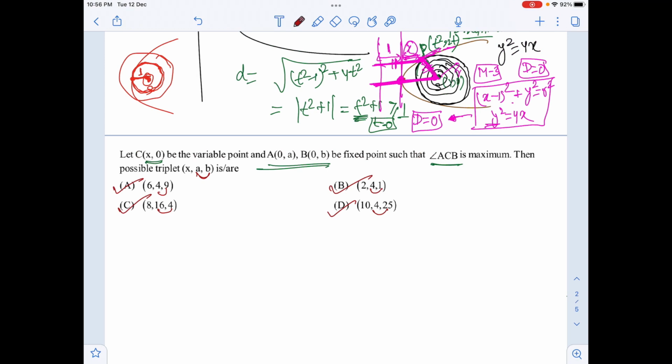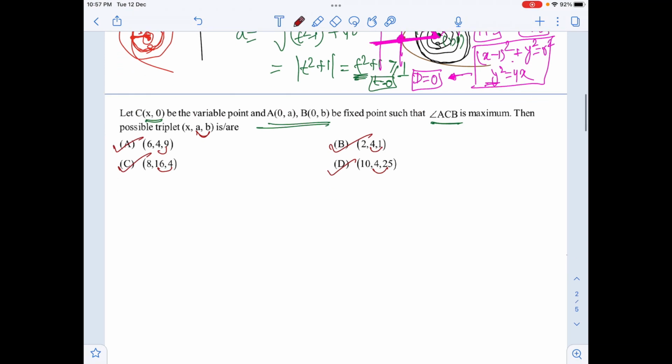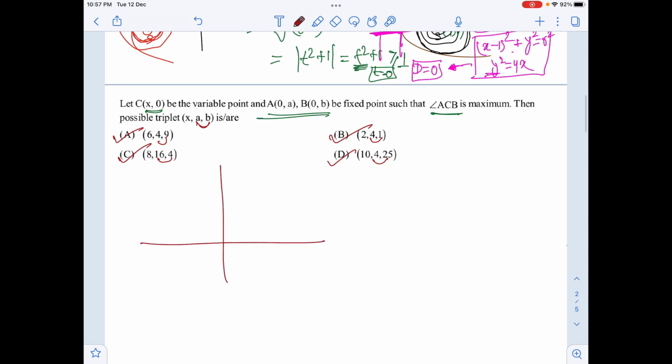So I hope you have enjoyed the calculus solution. Now what I'm going to do is we'll solve this question in a geometrical way. So let's see how to solve this geometrically. This is a very interesting thing because you can get a hint from the solution too.